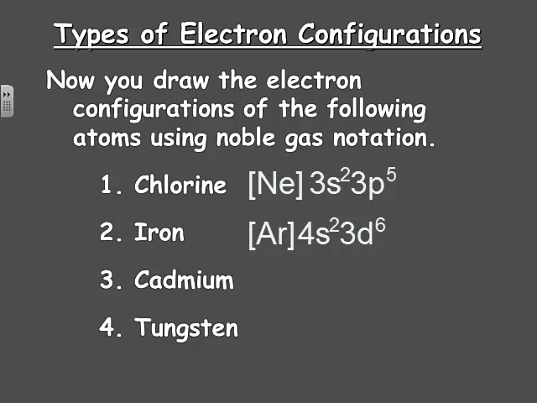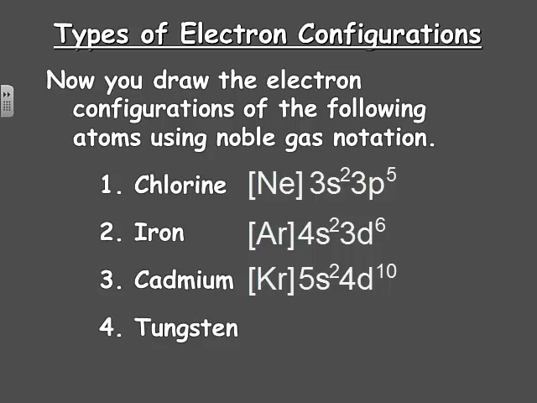Cadmium has 48 electrons, and its nearest noble gas that precedes it is krypton. So its noble gas configuration would be krypton, Kr, in brackets for the inner core electrons, followed by 5s2, 4d10, and that 10th electron is our last electron.